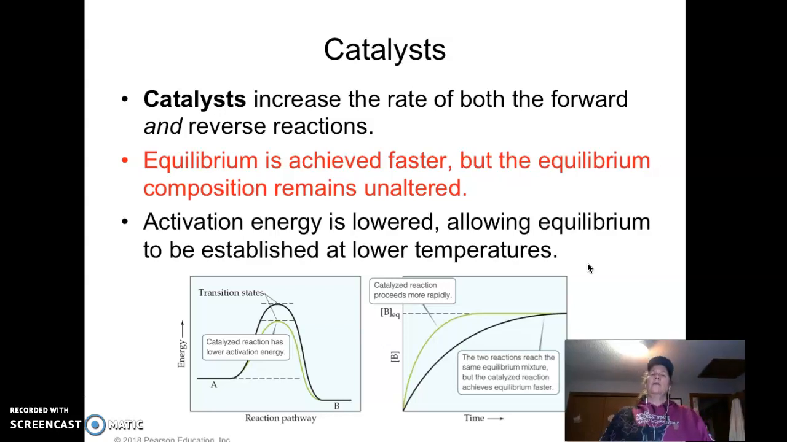Okay, so the reason why catalysts do that is a lower activation energy. If you add a catalyst, it's going to make the reaction happen faster. You're going to reach equilibrium faster, but the amounts of reactant and product are still the same. You're not going to change that.